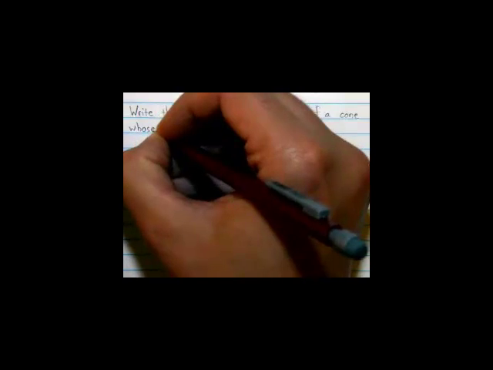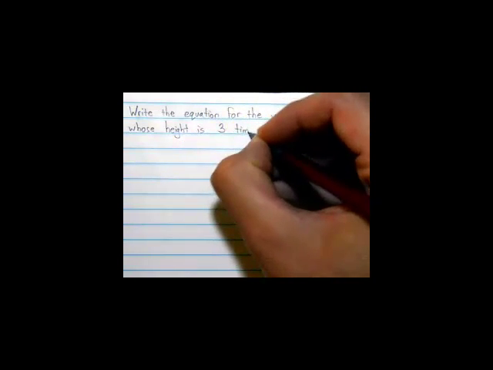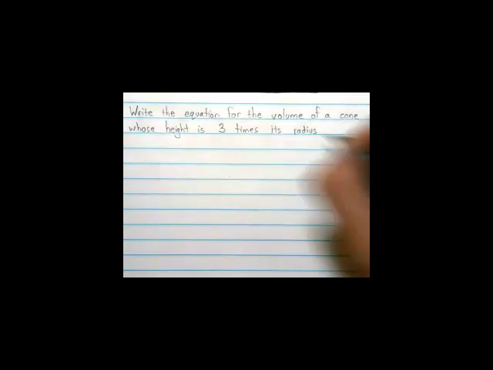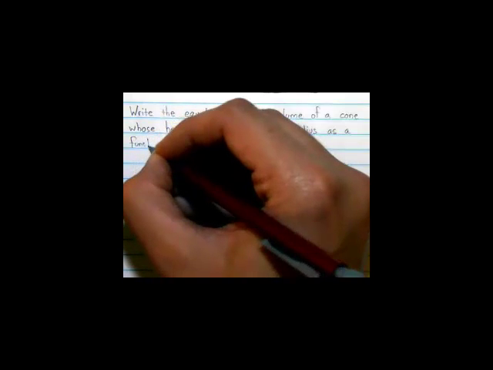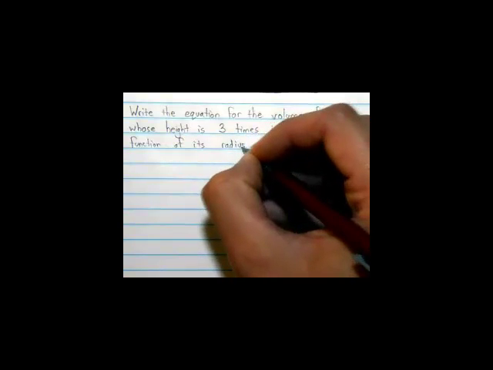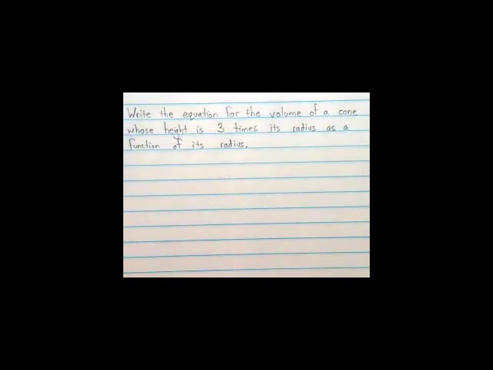whose, what did I say, height is 3 times its radius. As a function of its radius. All right, so it's going to be a volume of a cone as a function of its radius. But this is a particular cone where the height is 3 times the radius.